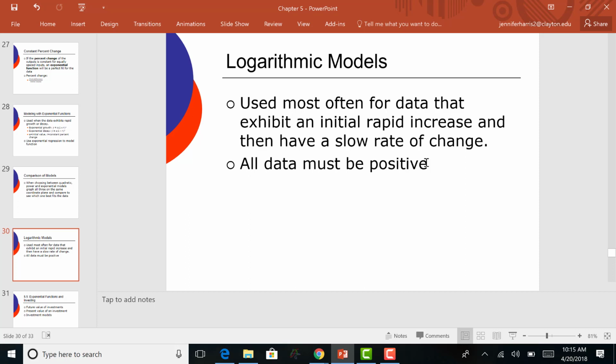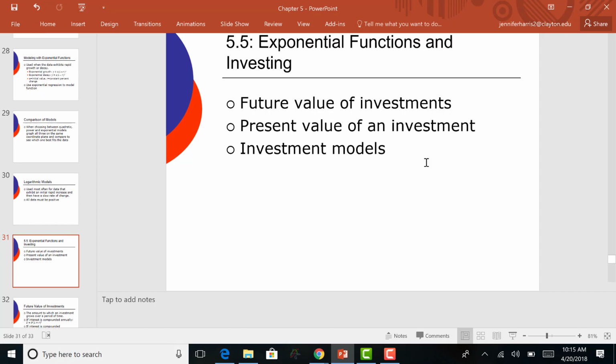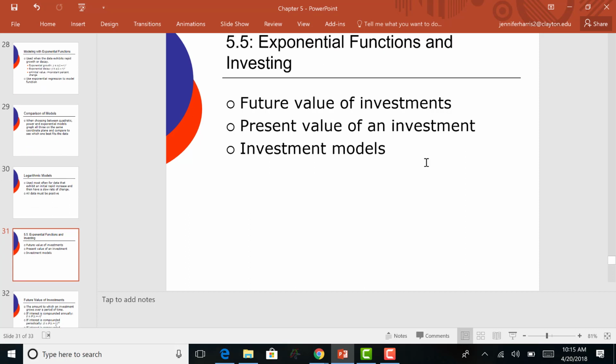Let me go ahead and talk about 5.5. So here we are. This is the last 3 slides for chapter 5, and it's about money. I like talking about money. We just want to make sure we get more of it, right? So again, it's about money and investing money, and you can kind of get an idea of what that should look like, especially if you've put money in a certain place.